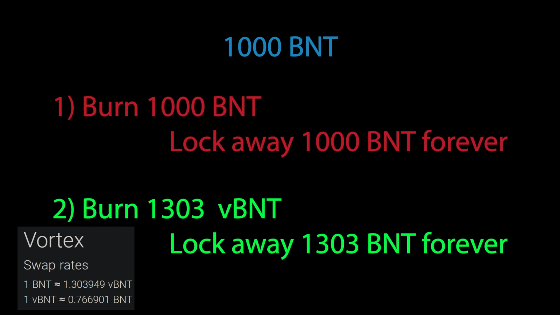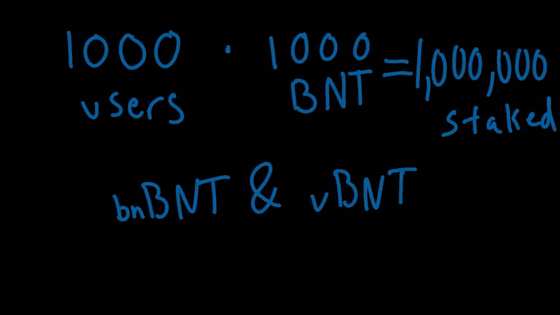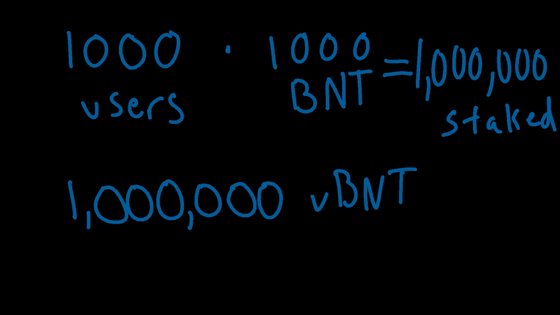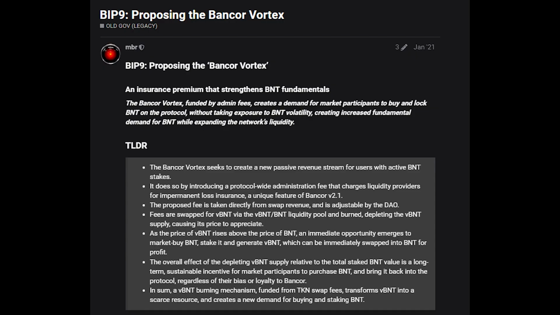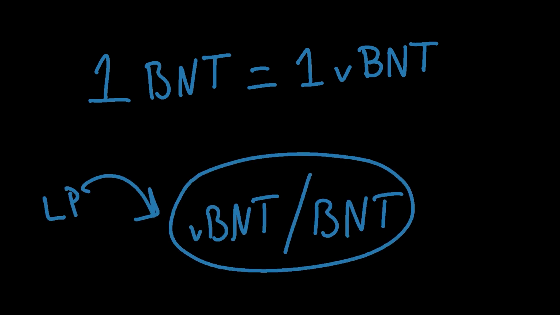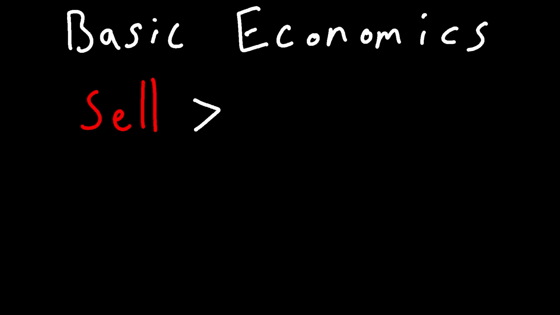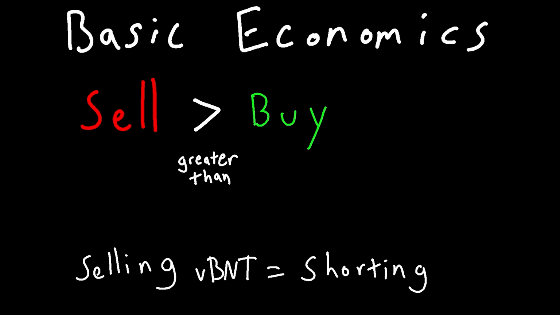Let's put this all in one big picture. I'm going to change the numbers to something more simple to make this easier to follow along, but this is basically a quick history of the vortex. 1000 users each take 1000 BNT and stake it. They all get BNBNT, which we're going to ignore in this episode, and VBNT. The Bancor vortex is made, and it is set up so that 1 BNT is worth 1 VBNT. Some users take their VBNT and LP with it, and others sell their VBNT for quick cash. The price of VBNT goes down because there are more sellers than buyers. These sellers are all shorting the protocol, by the way.